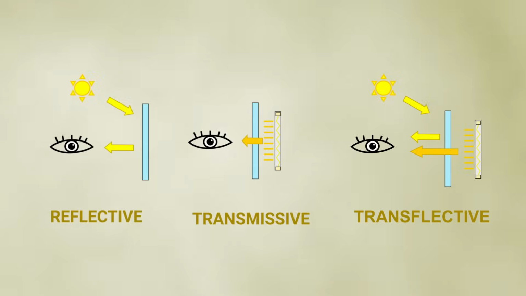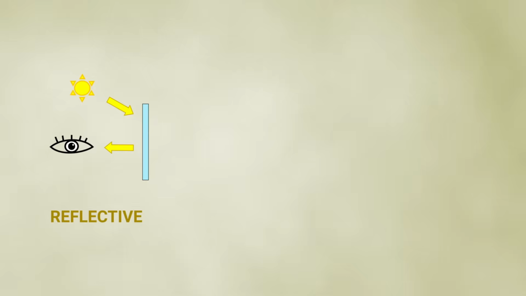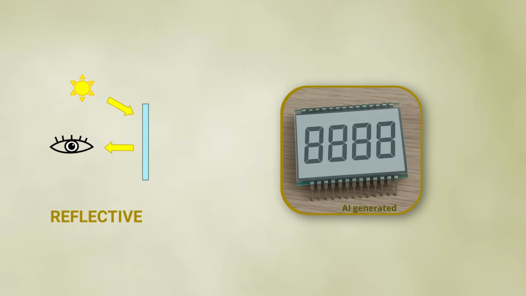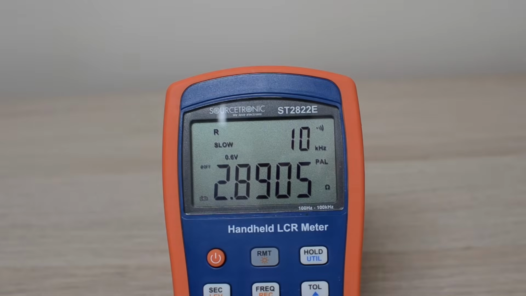So let's dive in. There are three main types of LCD technology to choose from: reflective, transmissive, and transflective. Reflective LCDs use ambient light and have dark segments on a light background. Since no backlight is needed, they are great for low power consumption and sunlight readability.